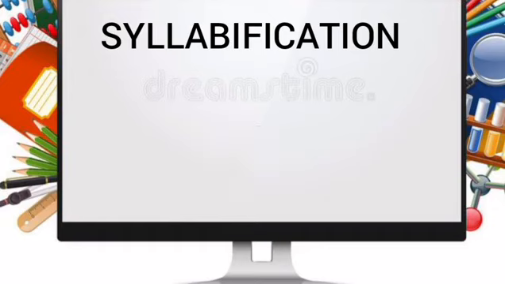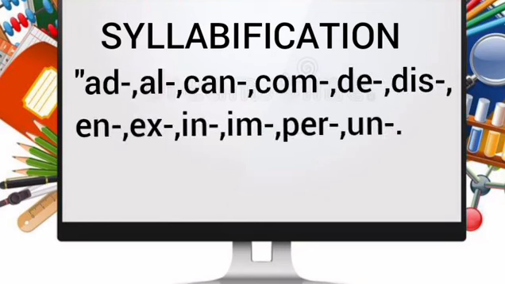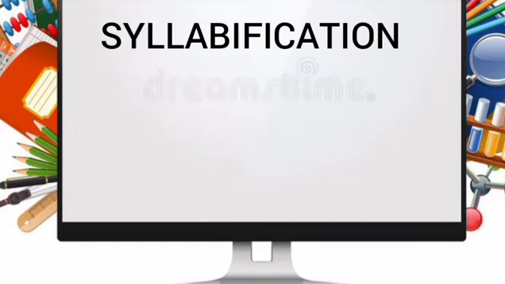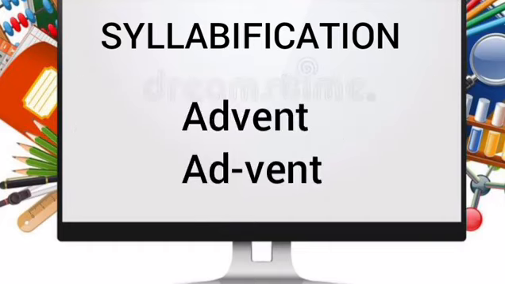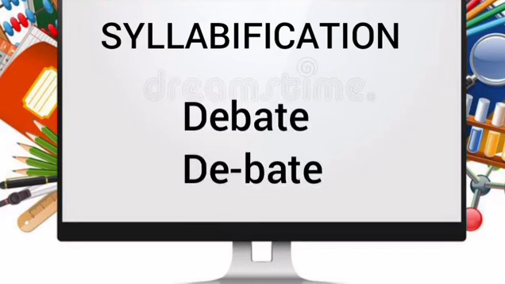Next sentence. When words begin with any of the following, that is AD, AL, CAN, COM, D, DIS, EN, EX, then these will be the first syllable of that word. For example, advent. AD is there, no? So that is the first syllable of the word. We are separately telling that. Debate. D is the first syllable in that word, right?